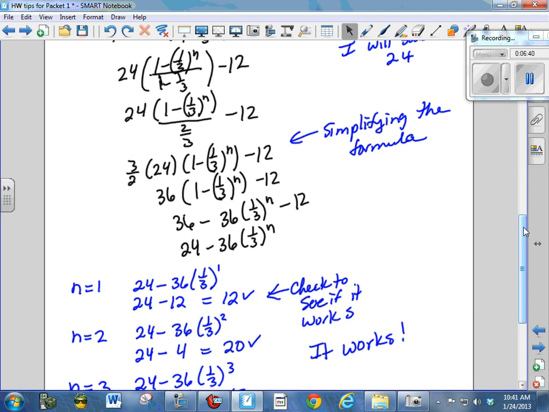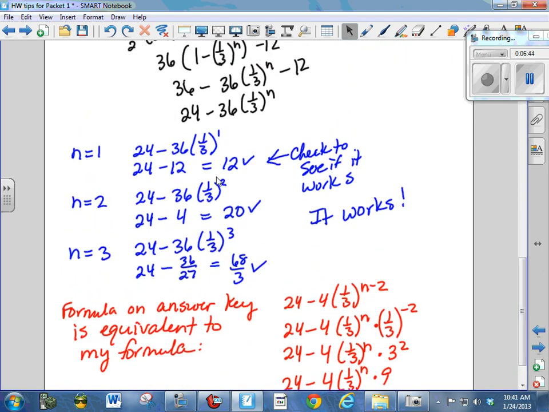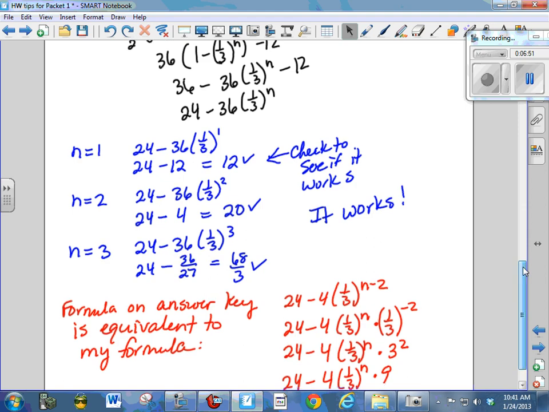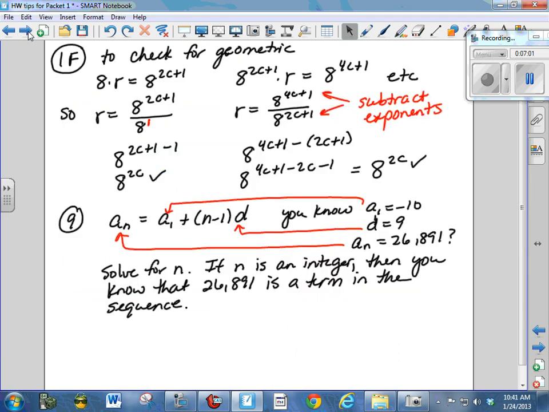And that looks like a pretty decent looking formula. So I plugged in n equals 1, 2, and 3 and verified that I did get the first 3 numbers that I wanted to get. So my formula is good. Now it doesn't match what the formula is in the back, so here I showed how the formula in the back can be rewritten using exponent rules to give me the formula that I wrote. Whew, that was a hard one.